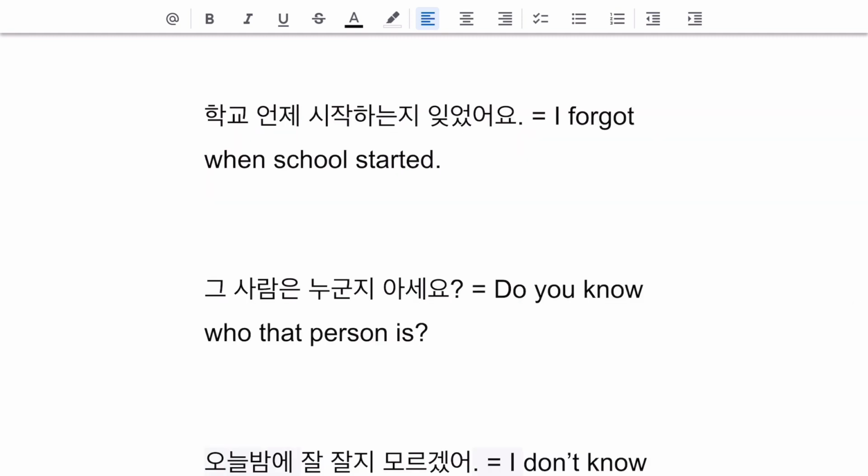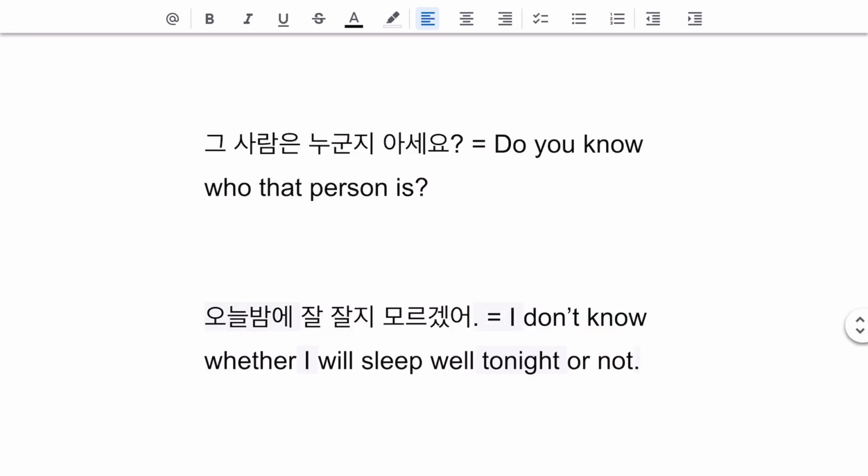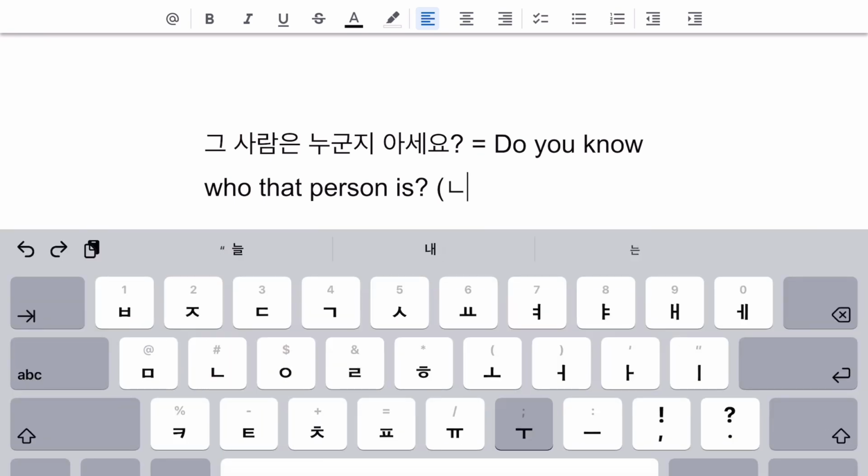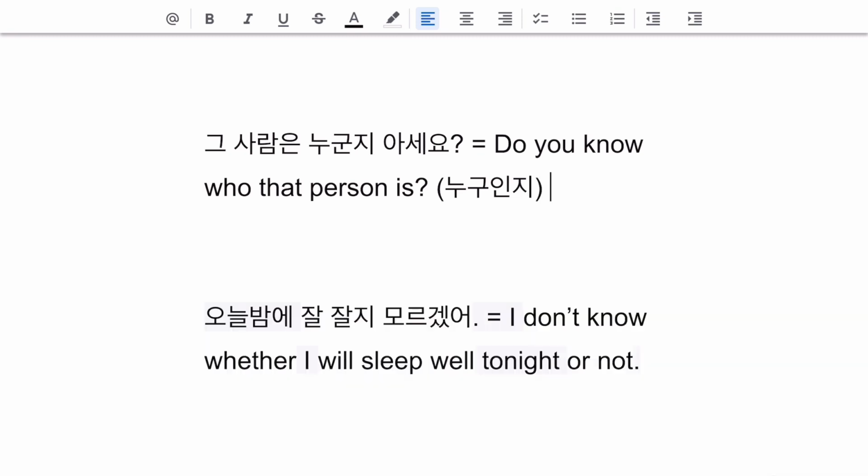학교 언제 시작하는지 잊었어요. I forgot when school started. 그 사람은 누군지 아세요? This one could also be 누구인지. That's the longer form of it.